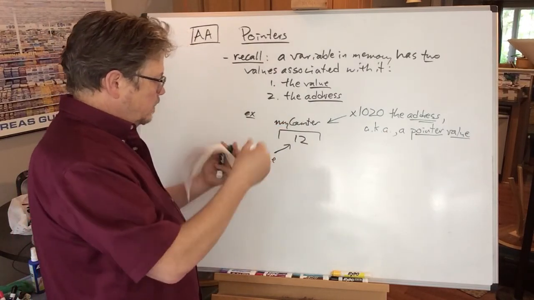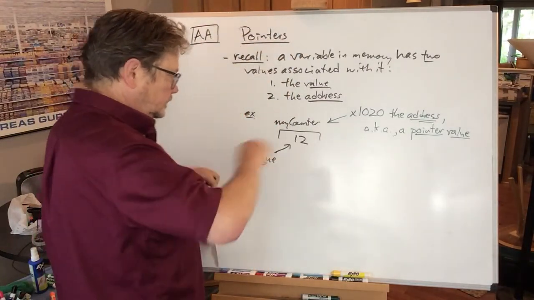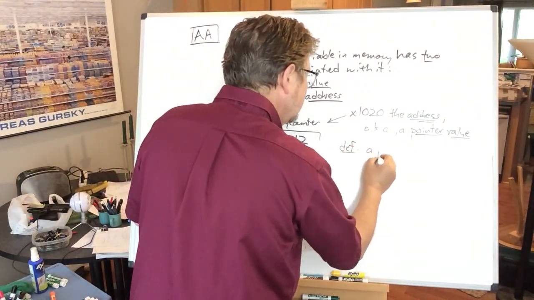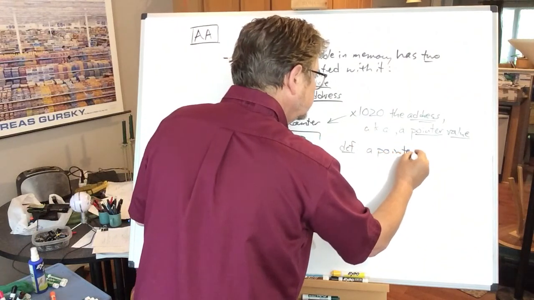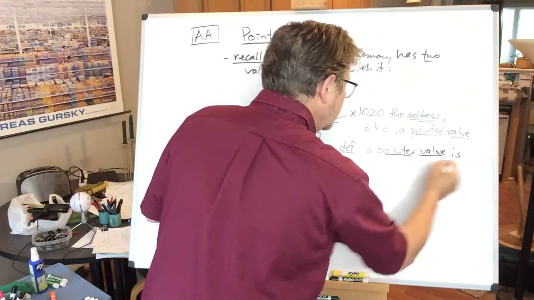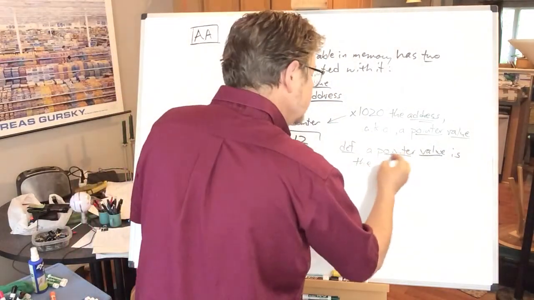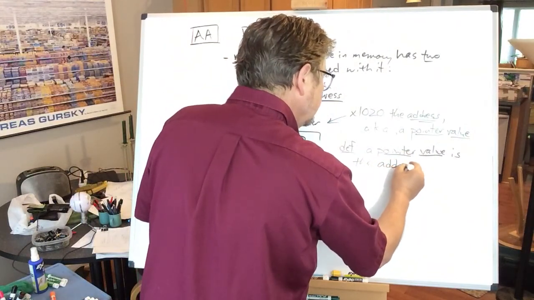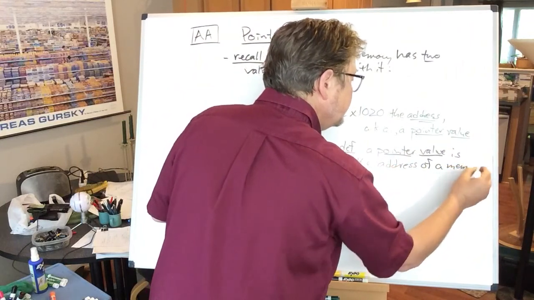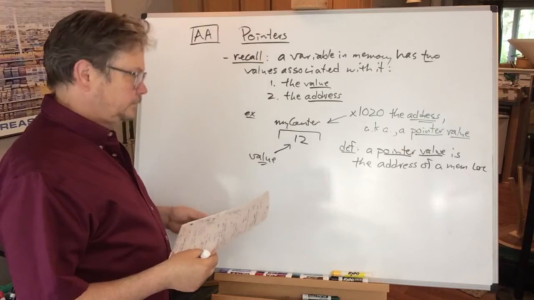And I'm going to put a working definition down here of that. Definition. A pointer value is the address of the memory location. Full stop. That's it. Is the address of the memory location. Memloc for short. M for memory, LOC for location. That way I fit it on just 2 lines.